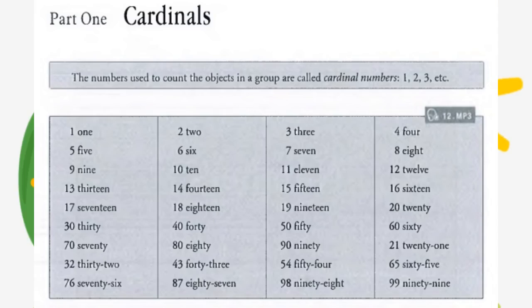Unit 2, Numbers. Part 1, Cardinals. The numbers used to count the objects in a group are called cardinal numbers.